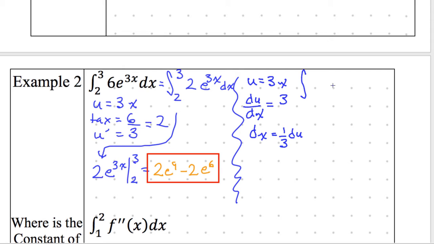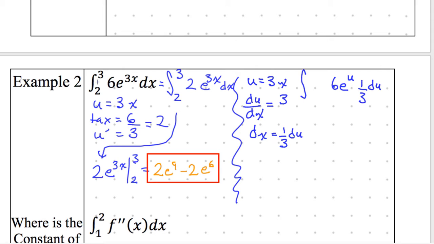And I'm going to come back to that. Give yourself about that much room, because we're going to be writing more than just numbers here. When I use u substitution, then this is going to be 6e to the power of u, and then this dx is now going to change into 1/3 du. Okay, so that question I'm going to answer now.